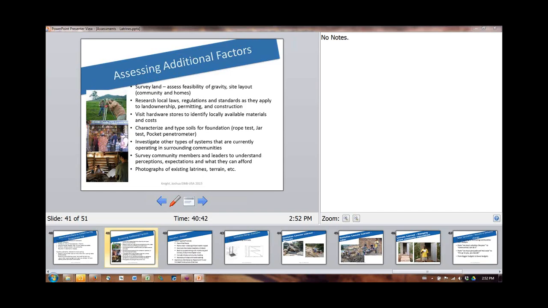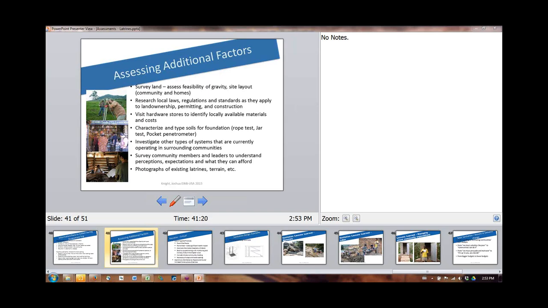Additional factors that you should be looking at on your assessment. Survey the land. We talked about this. You need to be thinking about gravity, site layout of the whole community and of the individual homes. You need to be looking up local codes, local laws, because you are required to follow local laws and codes in your community. You want to visit hardware stores. You want to be getting even a pro forma invoice that you can hand them. A pro forma invoice is saying, here's the approximate type and number of equipment that we're going to need for our latrine project, and getting an estimate.